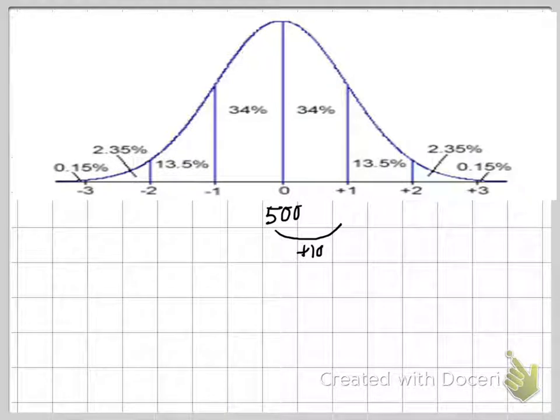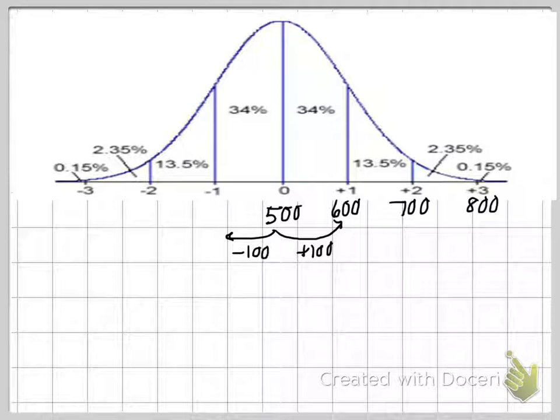Plus 100 gives me 600. And again, plus 100 gives me 700. Plus 100 gives me 800. And I need to go backwards, minus 1 standard deviation each time. So I'm going to take this 500, subtract 100, takes me down to 400, minus 100 takes me to 300, minus 100 takes me to 200.